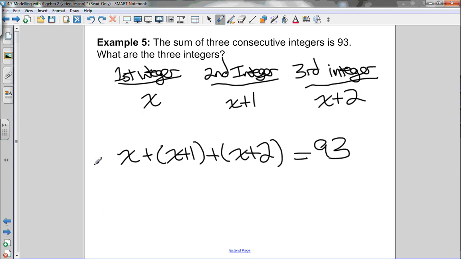So I could then solve this equation because it has one unknown, solve it for x, and then plug it back into my expressions, my first, second, and third integers to figure out what the 3 integers are. So let's go ahead and do that. I'm adding polynomials here. I know in adding polynomials, I can just drop the brackets, so I'll do that, and then collect like terms.